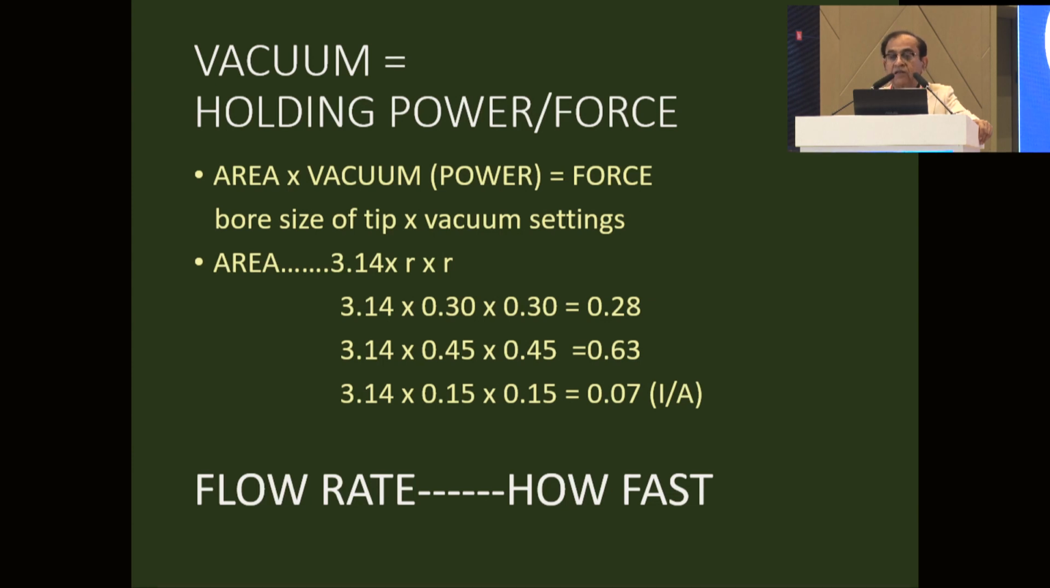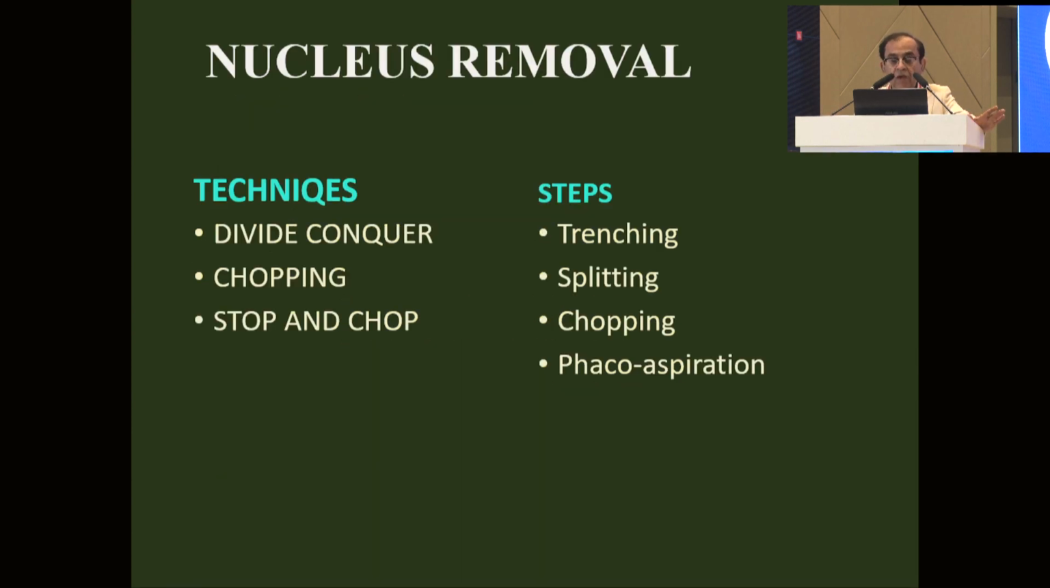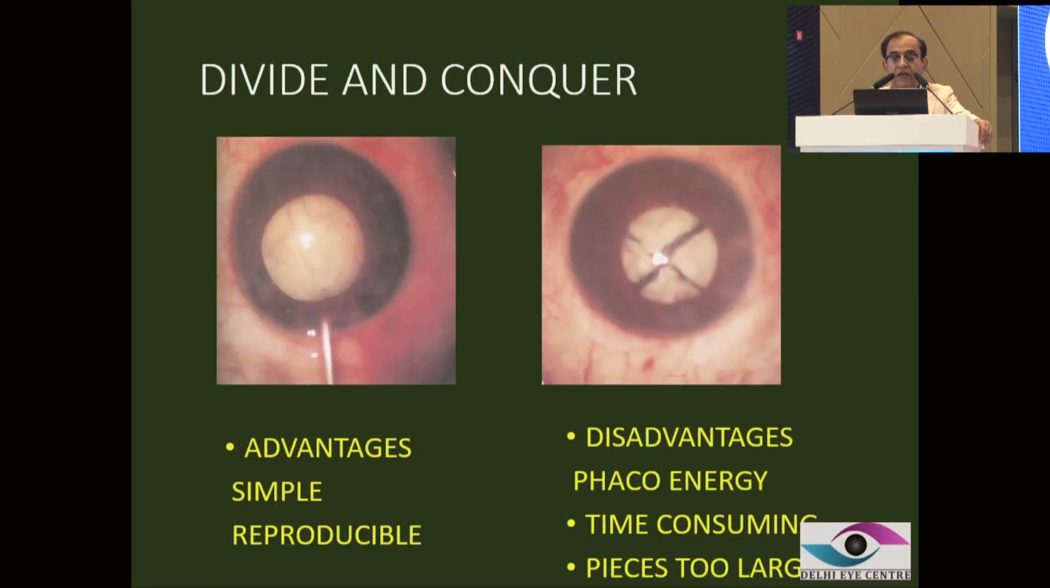Flow rate decides how fast things will happen once the vacuum seal has happened. That means once the tip is occluded, how fast the preset vacuum will be reached. But the vacuum is the one which decides the holding power. When we call it divide and conquer, we make a cross: we trench once and then trench again. Then there is chopping, and stop and chop. The steps are trenching, splitting, chopping, phacoaspiration. These are certain terminologies you need to understand. This is a divide and conquer image where you divide into 4 pieces.